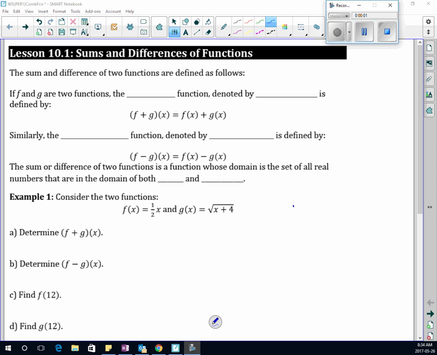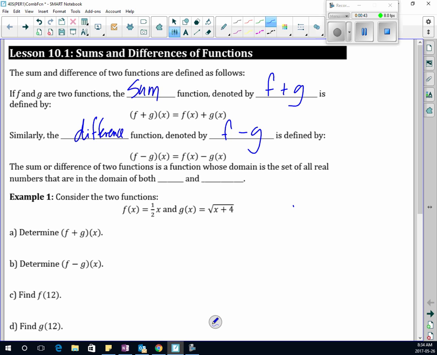The sum and difference of two functions are defined as follows. If f and g are two functions, the sum function, denoted by f plus g, is defined as f plus g of x equals f of x plus g of x. Similarly, the difference function, denoted by f minus g, is defined by f minus g of x equals f of x minus g of x.